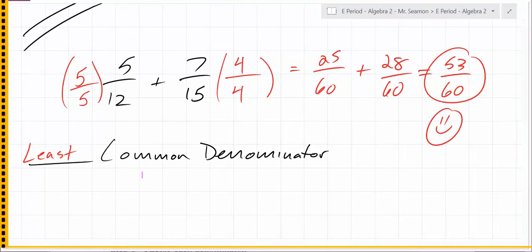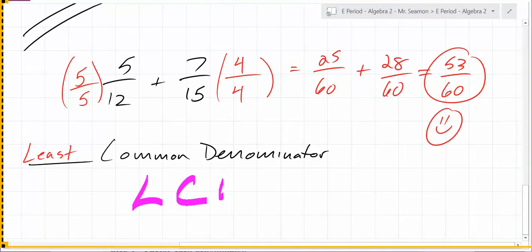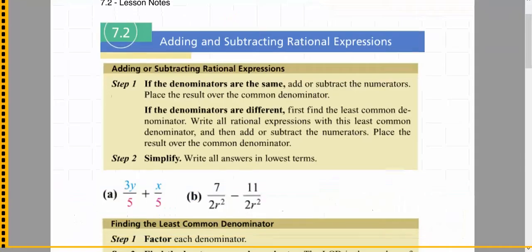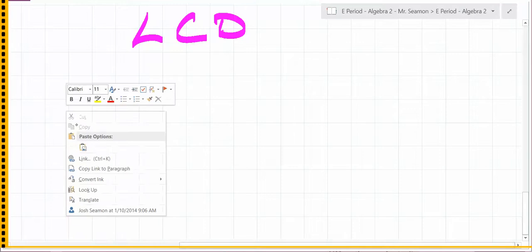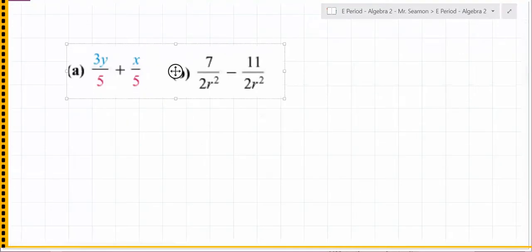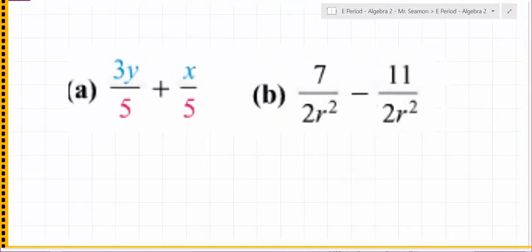But what was key here? We needed a least common denominator. This need is not going to change. Sometimes it might be a little easier than other times. So let's take a look at these two right here. What do you notice about these two problems immediately? If I ask you to add these, what do you notice immediately? They already have common denominators.